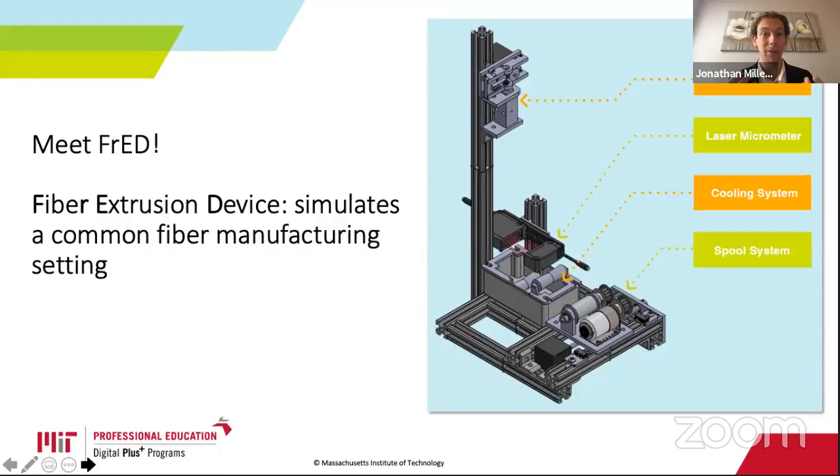The focus of our course is through FRED. FRED is an acronym that stands for Fiber Extrusion Device. This is a real machine. You see a CAD drawing on the screen there. And it simulates a common fiber manufacturing setting. There are four primary components to that: the extruder, the laser micrometer, the cooling system, and the spooling system. And we will be working with FRED and the data that's generated by FRED throughout the duration of the course. So you will get very familiar with the inner workings of this machine.